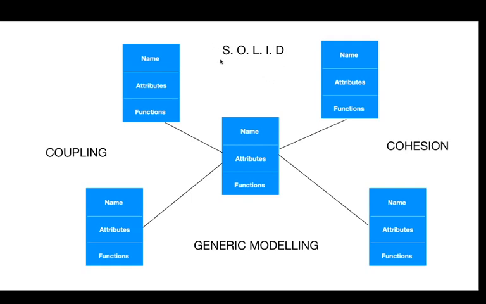The 5 main principles of object orientation are well known as the SOLID principles: single responsibility, open close, Liskov substitution, interface segregation, and dependency inversion. Plus, there are concepts of coupling and cohesion. Also, there is a guideline of doing the design using the most generic models. So, put together, these 5 plus 3, 8 design principles govern the world of object orientation.